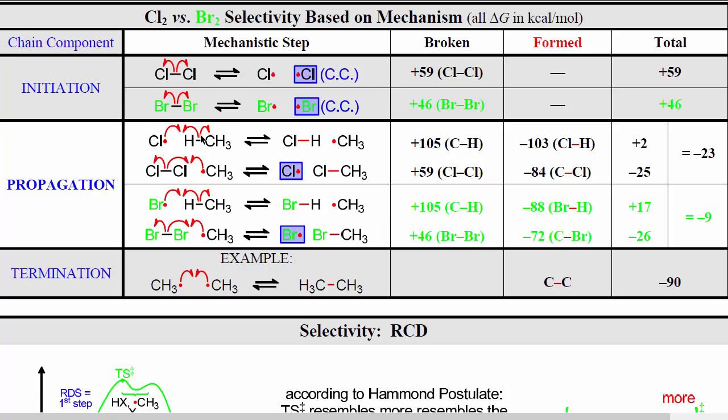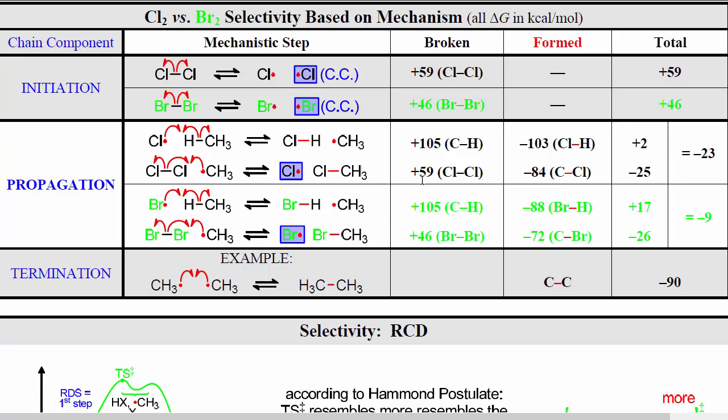So the chlorine abstracting a hydrogen costs 105 for a carbon-hydrogen bond of this type, which is to say a methyl, but you get back 103 kcals per mole for making a chlorine-hydrogen bond. So on net, that's not bad. That's a relatively minor change in energy there. But what you also are doing, of course, in the second step is breaking a chlorine-chlorine bond and then making a carbon-chlorine bond. And overall, this gains a fair bit of energy.